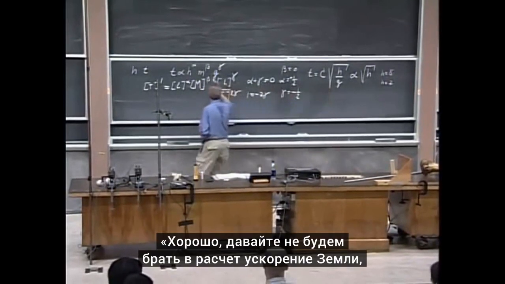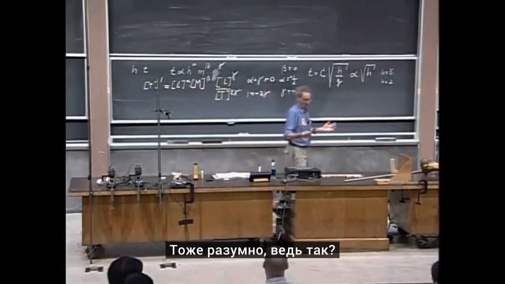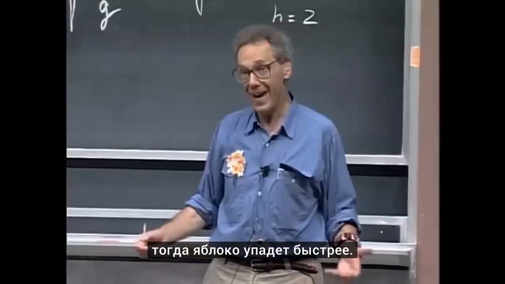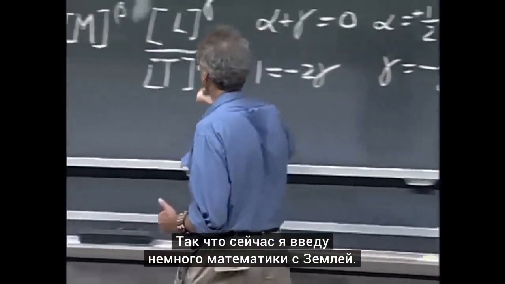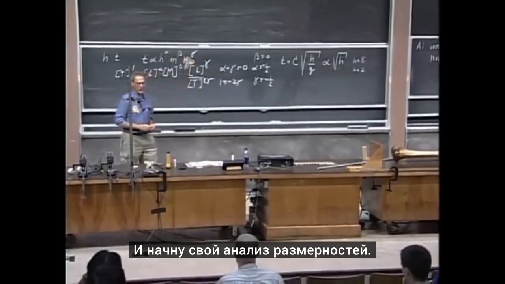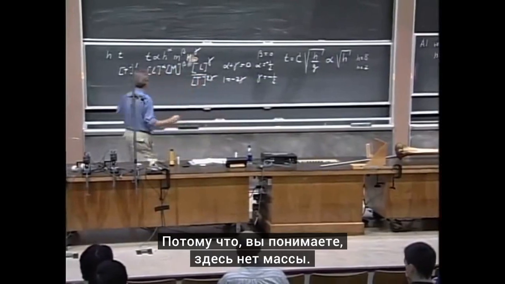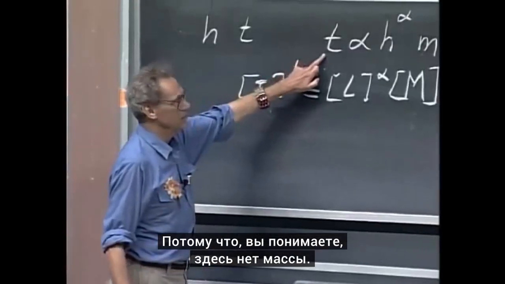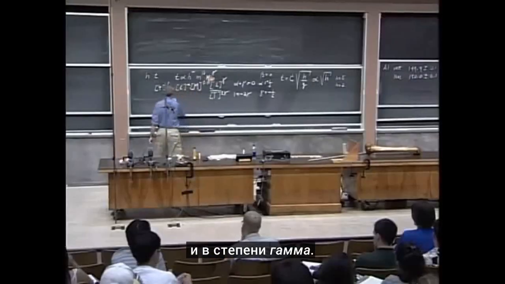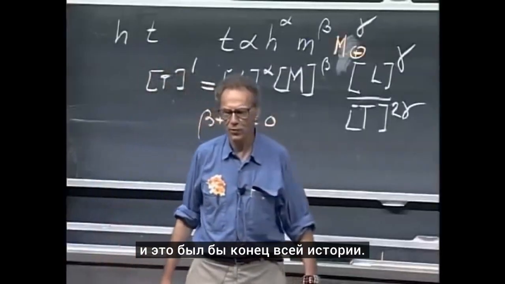But you could have said, well, let's not take the acceleration of the Earth, but let's take the mass of the Earth itself. Very reasonable, right? I would think if I increase the mass of the Earth, that the apple will fall faster. So now I would put in the mass of the Earth here. And I start my dimensional analysis, and I end up dead in the water. Because you see, there is no mass here. There is a mass to the power beta here and one to the power gamma. So what you would have found is beta plus gamma equals 0, and that would be end of story.